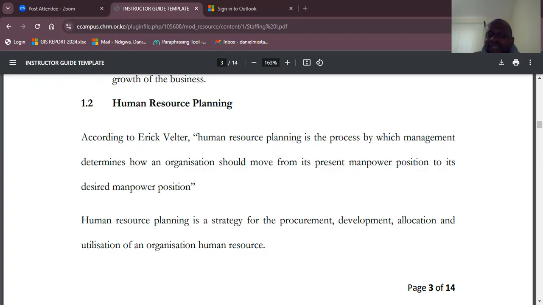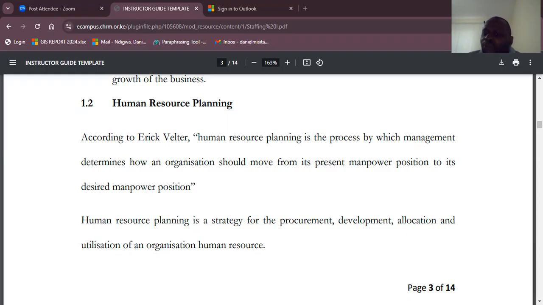So human resource planning is a strategy or a plan that an organization has on how they are going to procure new employees into that organization. And remember, it is a very complex process in that you also require resources. You have to involve other stakeholders to ensure that the process of human resource planning is more effective and efficient. And that is why we are talking about procurement.